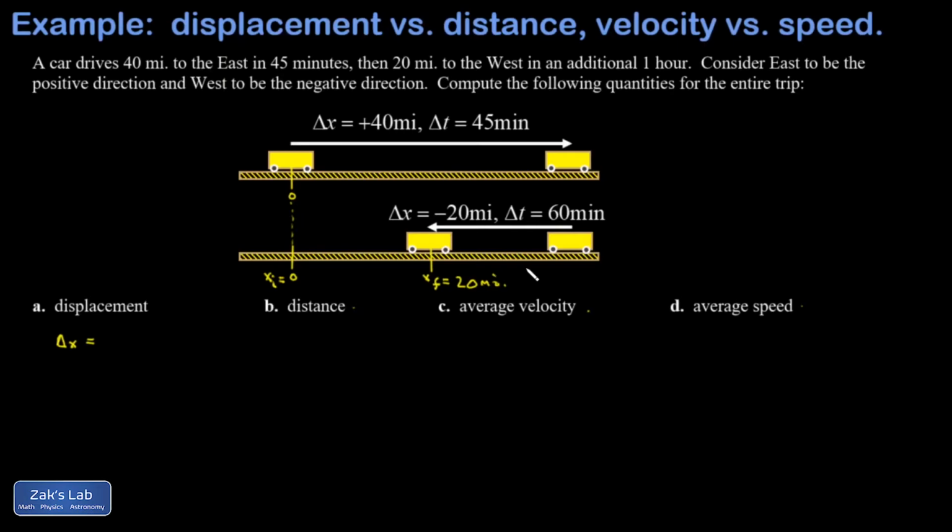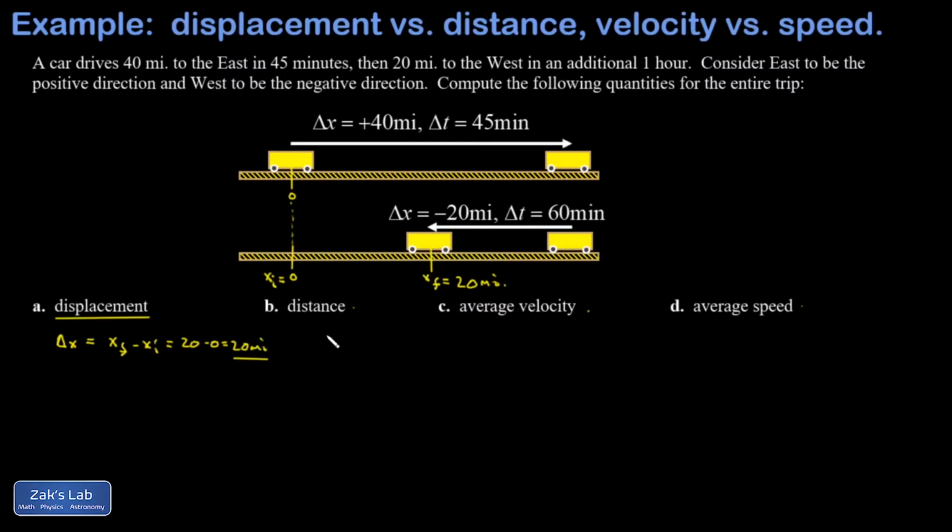So when I'm talking about displacement, I don't care about what happens in between. All I care about is that final and initial position. So displacement is x final minus x initial. And that's 20 minus 0, and I get 20 miles displacement. And what that means is the car ended up 20 miles to the right of where it started.